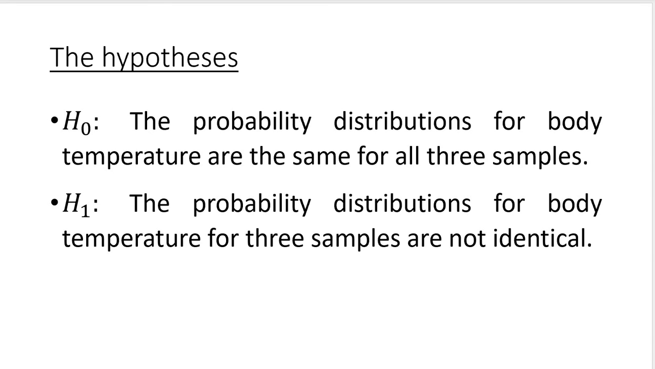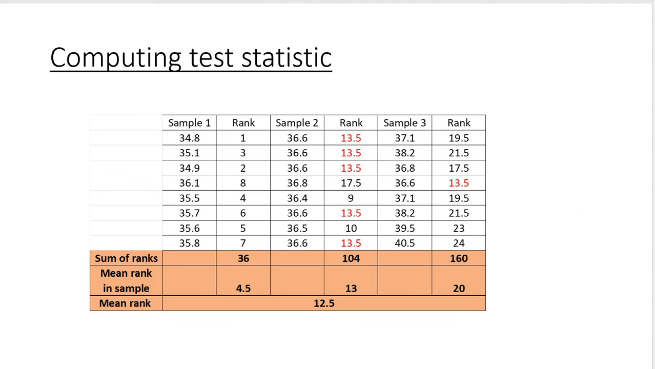Let us start with computing the test statistic. First of all, as I told you, you have to assign a rank to each observation in each sample. And when you assign those ranks, you have to combine all three samples together. For instance, in this case, 34.8 is the lowest body temperature in all three samples, and 40.5 is the highest body temperature in all three samples.